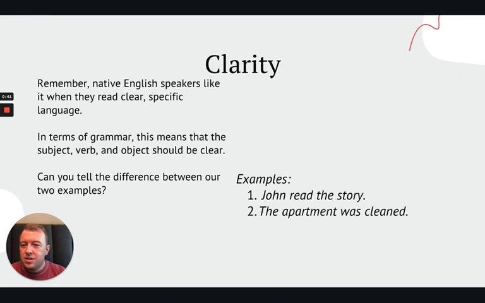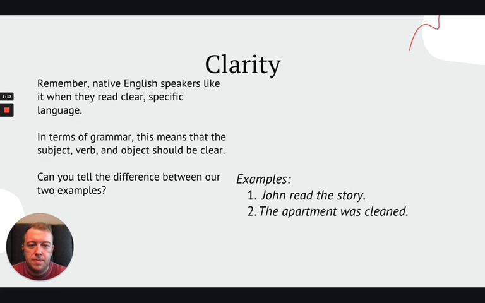So, I want to remind you all about clarity. Remember, native English speakers really like when language is clear and specific. In terms of grammar, this means that the subject, the verb, and the object should all be really clear and easily identified in a sentence. So, with that in mind, let's take a look at a couple of our examples here.